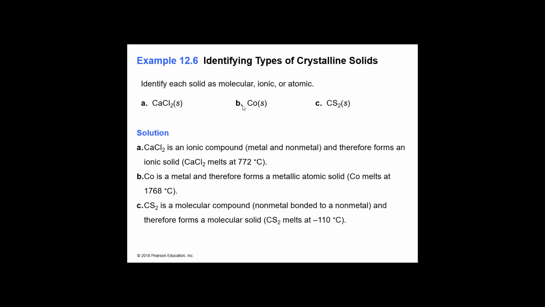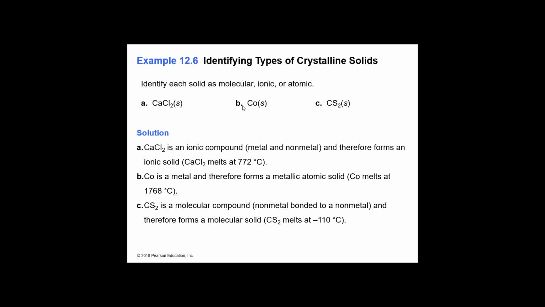Okay, so let's take a look at this. Identify each solid as molecular, ionic, or atomic. So for the first one, we have calcium and chloride. It is a metal and a non-metal. Anytime you have one from one side of the periodic table and one on the other side of the periodic table, that is an ion. So this is an ionic compound consisting of a metal and a non-metal, and it creates an ionic bond based on the opposite charges and the attraction between them.